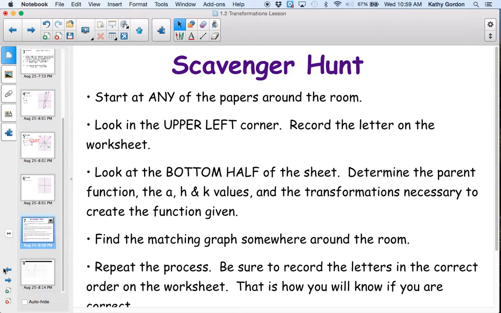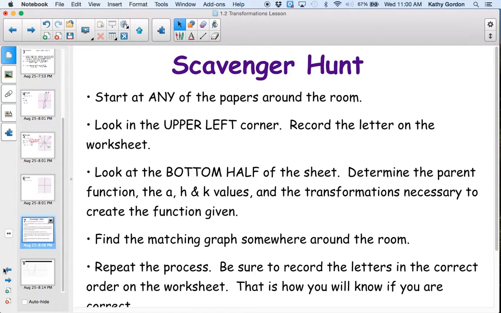Make sure that you record these on your paper in the correct order, because that's how you'll check with me. If you actually do get all of them done, you'll come to me and say, okay, here's my order: A, C, F, R, K, whatever, and I'll follow along with you and tell you, yep, that's the right order, or nope, you got a mistake right here. Okay? Any questions?